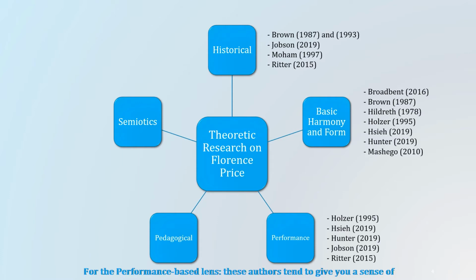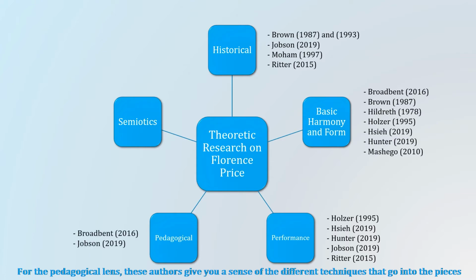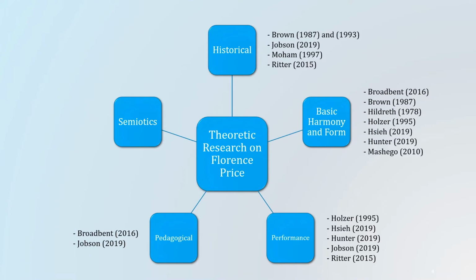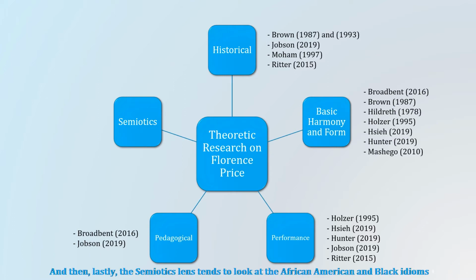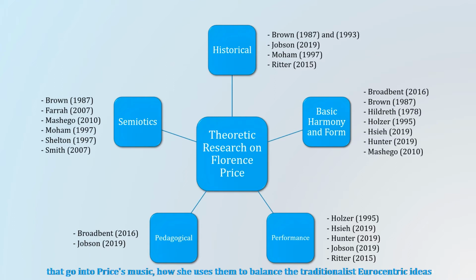For the performance-based lenses, these authors tend to give you a sense of how it feels to play the piece, what are the different aspects that go into performing it, tips, things along those lines. For the pedagogical lens, these authors give you a sense of the different techniques that go into the pieces as it pertains to teaching students, different levels of education and how they would go about organizing the works, especially Price's pedagogical works. And then lastly, the semiotics lens tends to look at especially the African American and Black idioms that go into Price's music and how she uses that to balance out a lot of her traditionalist Eurocentric ideas on music and harmony, how she makes meaning through all of it.